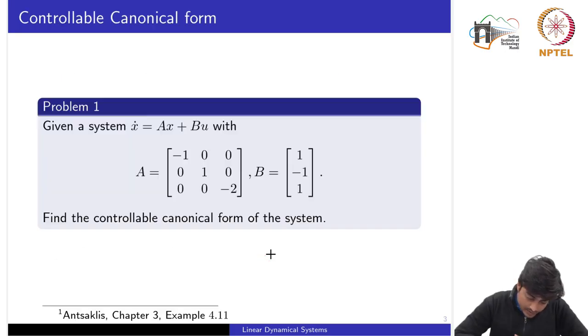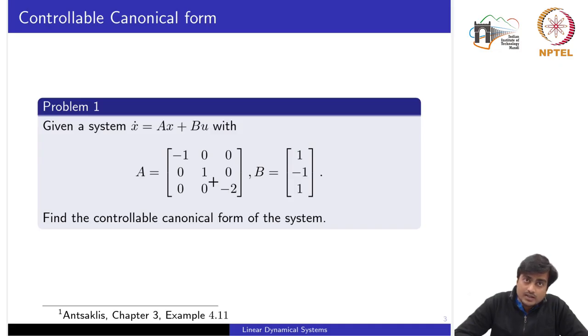So problem 1 says that, given these A, B matrices of a linear time invariant system, we need to find the controllable canonical form for this given A, B pair. This problem was taken from the book, chapter 3, which is example 4.11. If you recall the canonical form of this pair A, B, you can directly write that canonical form by computing the characteristic polynomial. Once you have obtained the characteristic polynomial, then looking at its coefficients, you can directly write the controllable canonical form of this pair A comma B.